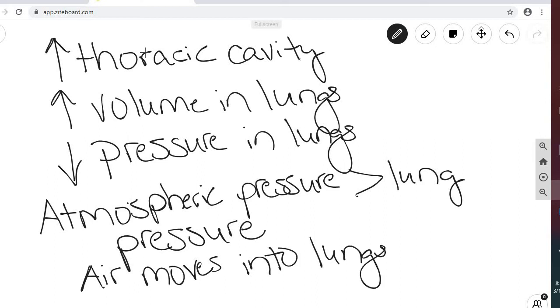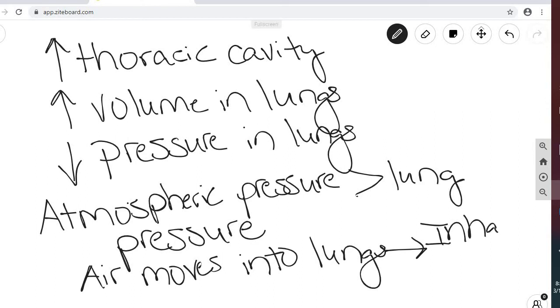Okay, so the size of the thoracic cavity determines the volume that is in the lungs, and then we apply Boyle's law. If you increase the volume in the lungs, you're going to decrease the pressure. When you decrease the pressure in the lungs, then the pressure in the atmosphere is going to be greater than that. So what will happen? Air will move from the atmosphere into the lungs, and that is inhaling.